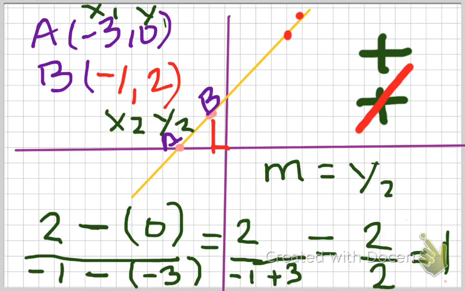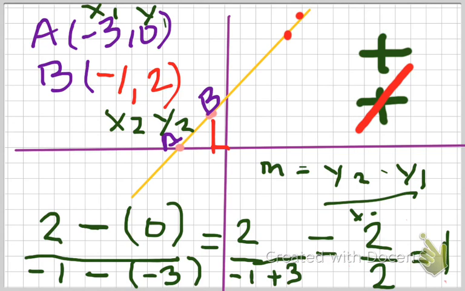I think that's what you need help with. Let me write the formula a little better: y2 minus y1 over x2 minus x1. Okay, and that's how you do it. I hope this is helpful. Hit me up if you need more.